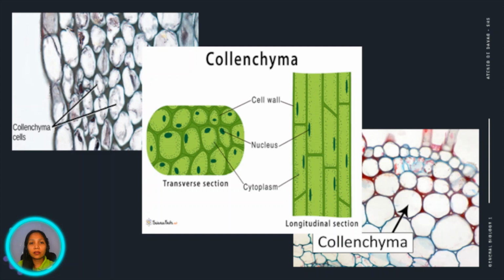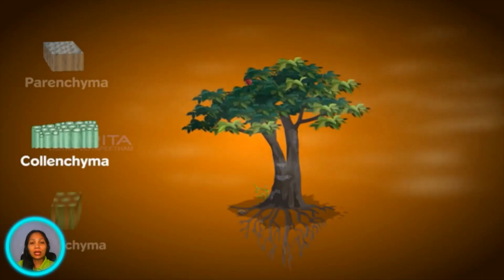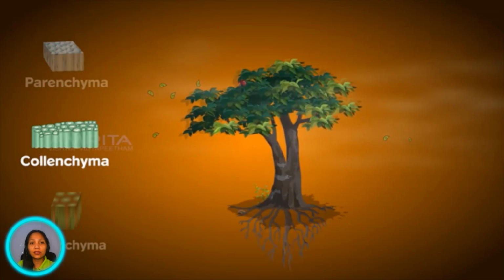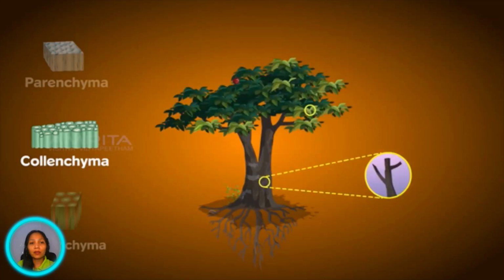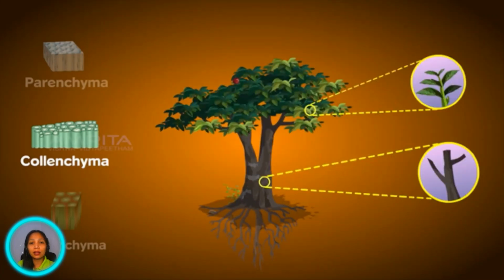Collenchyma cells are elongated and have unevenly thickened primary cell walls that can stretch as the cells grow. They provide elasticity, mechanical support, and tensile strength to the plant's body. It is found in the cortex of stems and leaves.